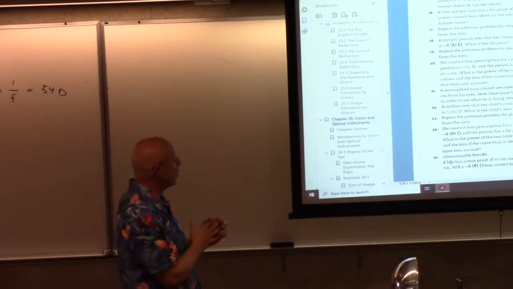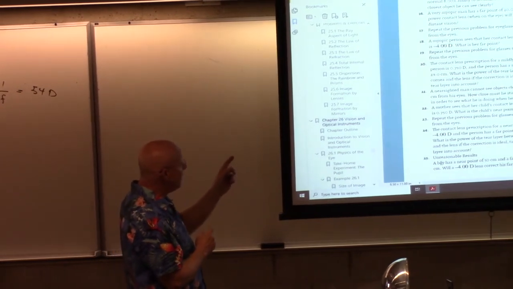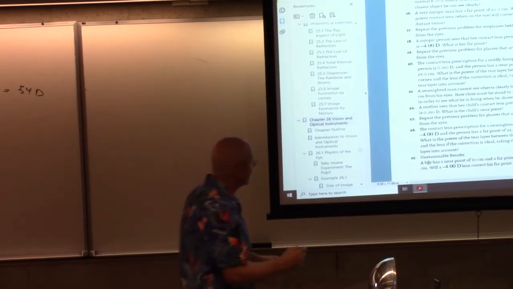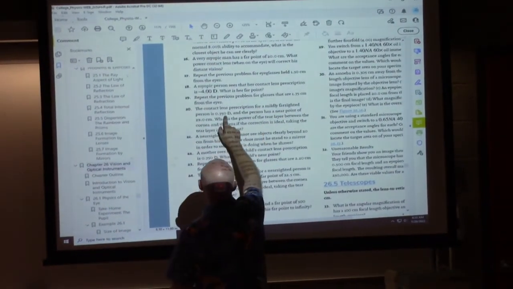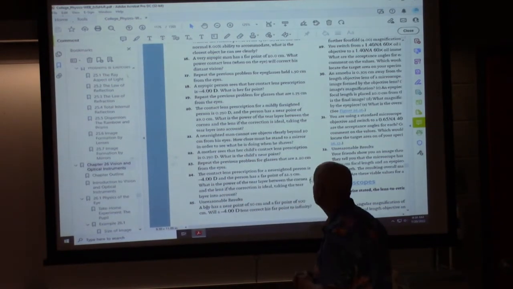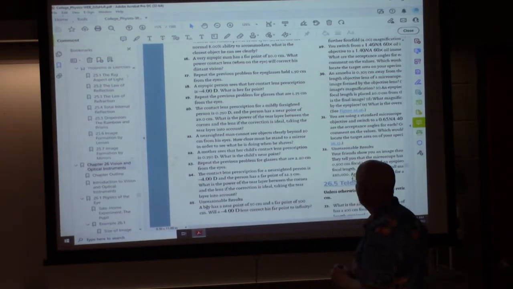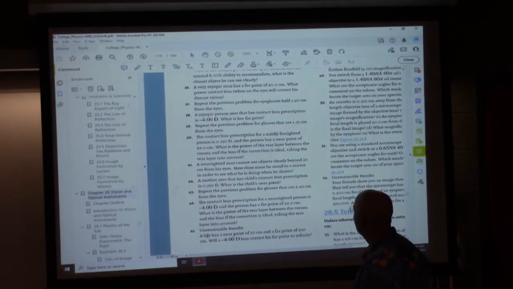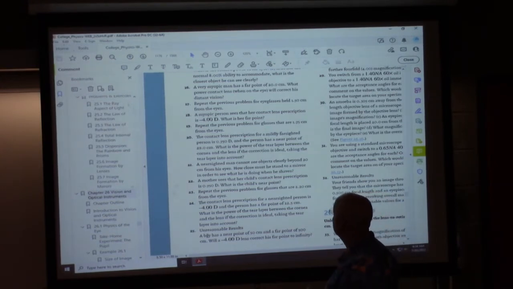Anyways, so back to this. So we're going to do this correction one, and this is correcting their lens, and it's farsighted. Oh, it even says farsighted. So mildly farsighted, and the person has a near point of 29. What is the power of the tear layer between the cornea and the lens if the correction is ideal? Take the tear level into account.